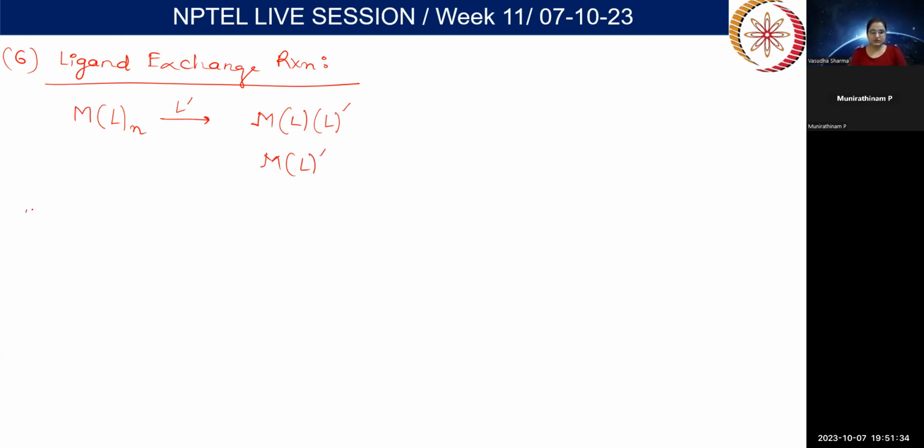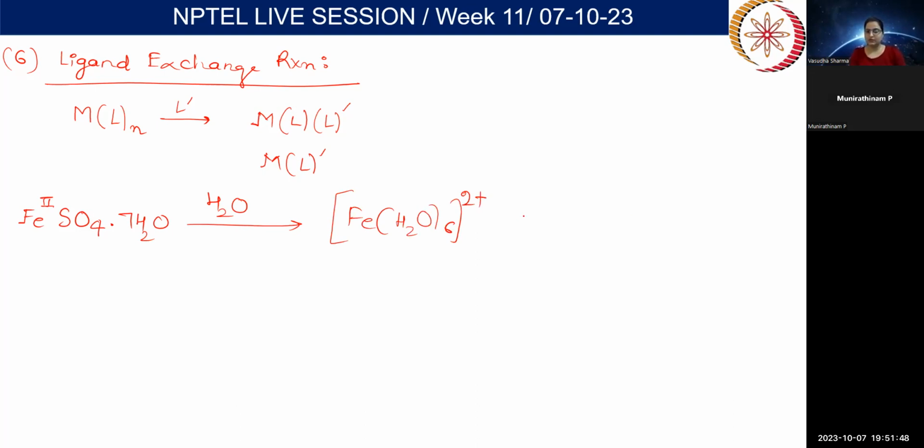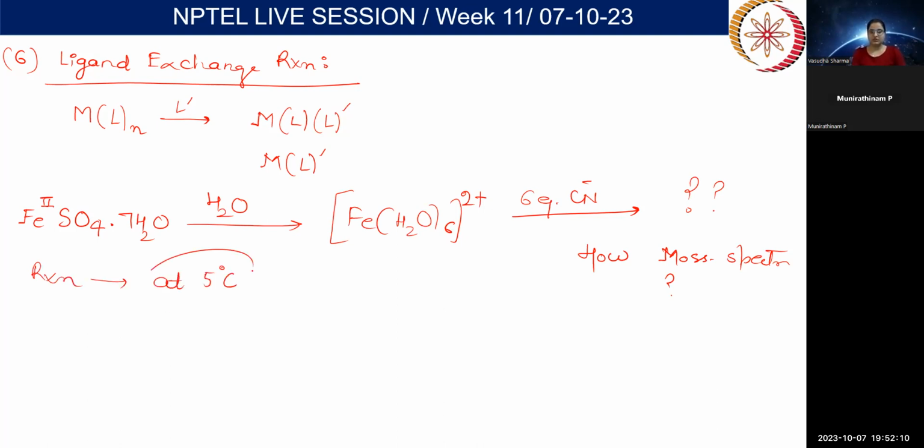Firstly, we again have iron sulfate heptahydrate, FeSO4·7H2O. When we dissolve it in water, it has this kind of coordination complex, iron hexaaqua 2+. Now we are adding 6 equivalents of CN negative. Now what will happen to that, and how is the Mössbauer spectra going to look? This reaction was performed at 5 degrees Celsius, because we have to check the Mössbauer spectra and how it looked.